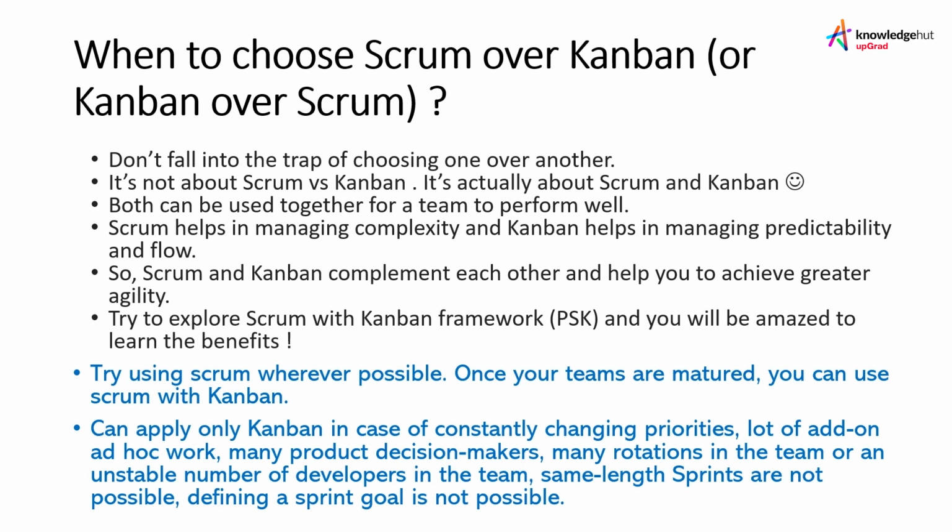And then I would say that you can apply only Kanban as a method in case of constantly changing priorities. There is a lot of add-on ad hoc work, and there are many product decision makers. There are many rotations in the team, or you have an unstable number of developers in a team. Your teams are not stable. There are very frequent changes. You are not operating in a situation wherein same-length sprints are possible. Defining a sprint goal is not possible. You cannot use a Scrum framework in such cases wherein you cannot even define the sprint goal.